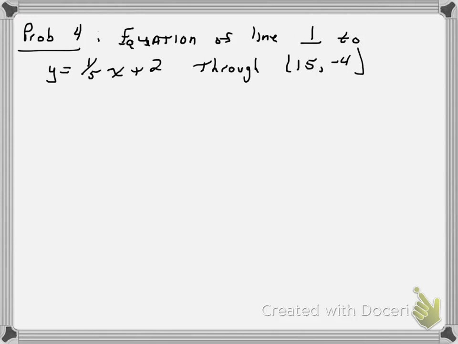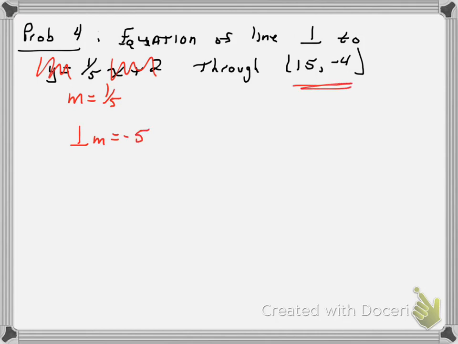Problem 4 now says write an equation of a line perpendicular to y equals 1/5 x plus something, through a point. Again, the only thing I care about here is my slope. So my slope of this line is 1/5. What's the slope of a line perpendicular to 1/5? Well, the negative reciprocal: flip it, which just becomes 5, and negate, which is -5.